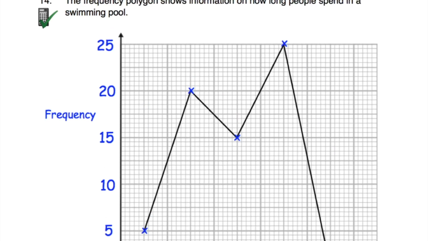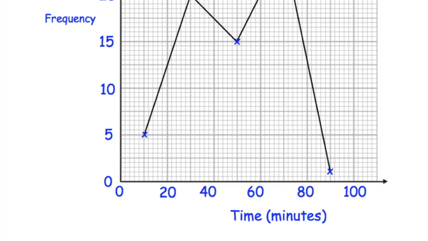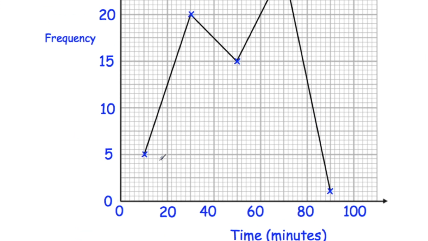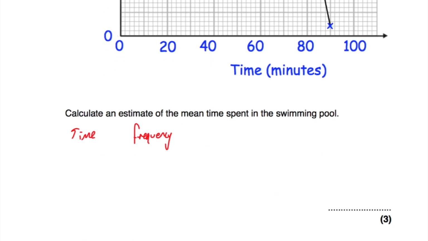So in this question, we haven't been given a table. So what we're going to do is create our own frequency table. So let's write down time and frequency. And let's look at our points. So the first point is plotted in between 0 and 20. The second point is plotted between 20 and 40. The third point is plotted between 40 and 60. So we're going to write those class intervals down.